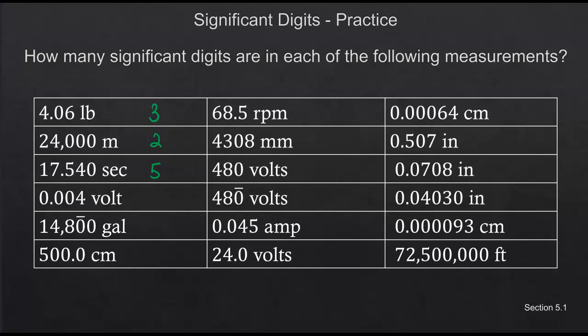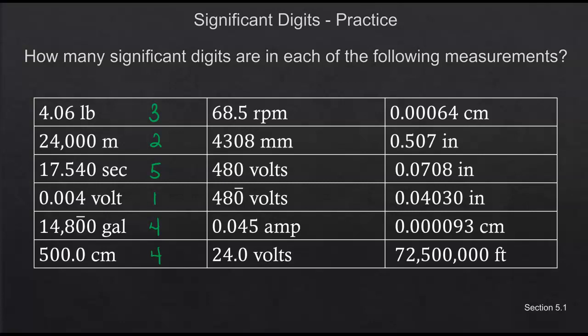The 0.004 volt has 1 significant digit because the zeros in front of the 4 are not significant. And then 14,800 gallons, but we have an overbar on one of the zeros but not the other one, so this one would have 4. And then 500.0 would also have 4. All those zeros are significant because they're following the 5, and it ends after the decimal, so we count them all. Now pause this and see if you can do the next column and then come back in, and you'll be able to hear what I have to say with all of these.